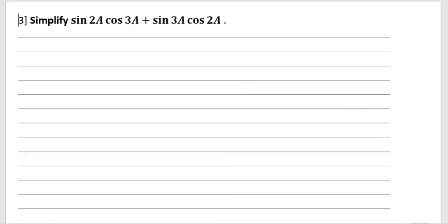Question 3. Simplify sine 2a cosine 3a plus sine 3a cosine 2a. The idea of this question is the reverse idea of question 1 and 2. In question 1 and 2, he gives the function of one angle, and we used the rule of adding and subtracting of two angles to expand this function.